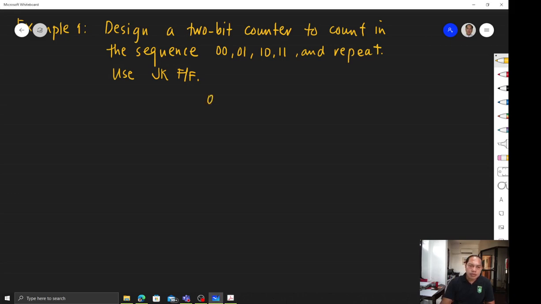So starting at 00, the present state, its next state is 01. Then 01 would be the present state, then its next state is 10. Then 10 becomes the present state, and the next state is 11. Then at state 11, it will repeat to 00. So next, let us draw the state table. So this is the state diagram.